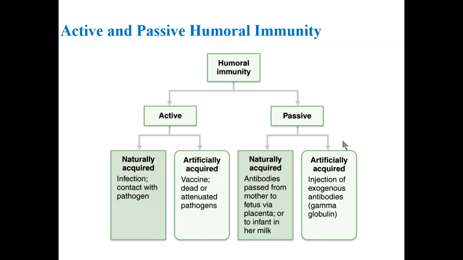So be sure to organize these routes for yourself. Humoral immunity could be active or passive. Active could be natural or artificial. Passive could be natural or artificial.